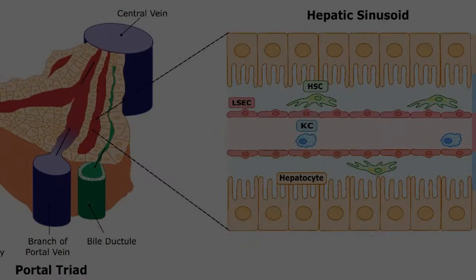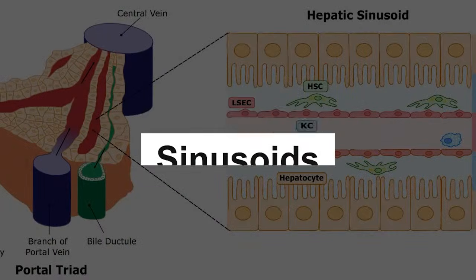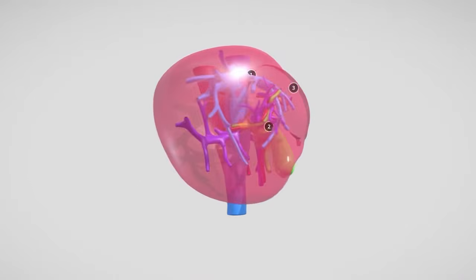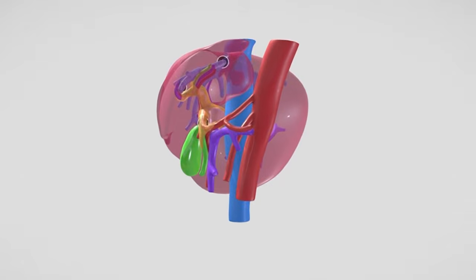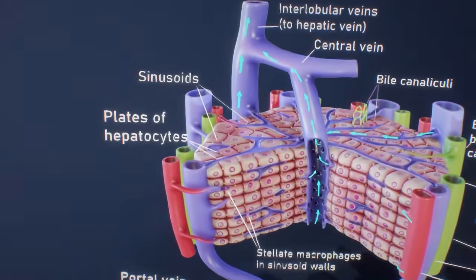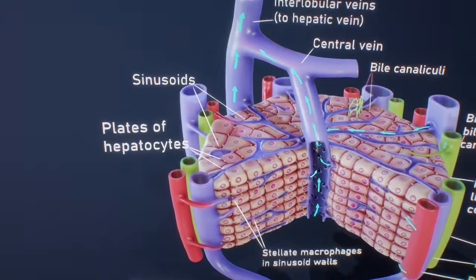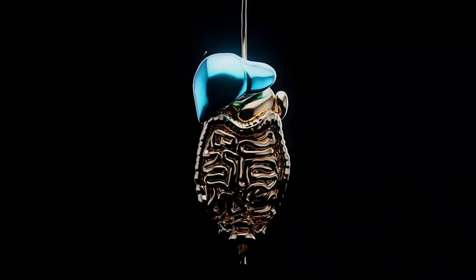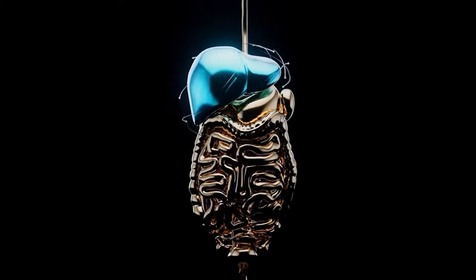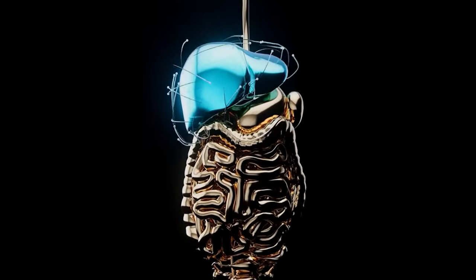Sinusoids. Within the liver, the hepatic artery, portal vein, and hepatic vein all converge into a complex network of tiny blood vessels known as sinusoids. The sinusoids are lined with hepatocytes and play a crucial role in the exchange of nutrients, gases, and waste products between the blood and liver tissue.